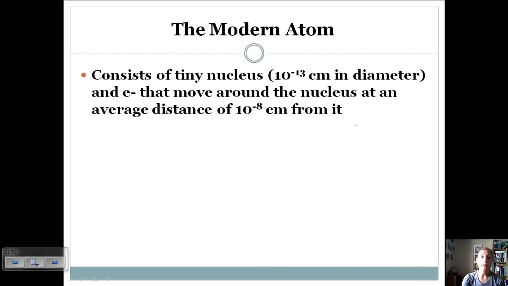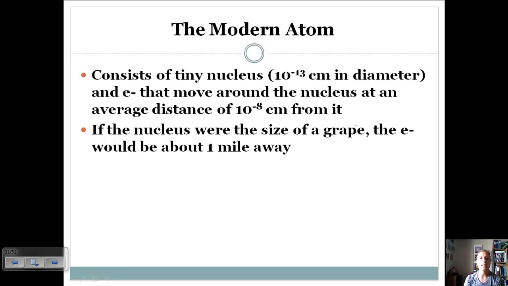This led to the modern atom, which is really similar, except we defined the size more. We said that the nucleus is really, really concentrated and tiny. It's 10 to the negative 13 centimeters in diameter, which is really small. You obviously can't see that with your eye. And the electrons move around the nucleus at quite a large distance, about 10 to the negative 8 centimeters. If that's hard to picture, if the nucleus were the size of a grape, the electrons would be about a mile away. So think about a grape and then go a mile from there, and that's where the electrons are. So there's quite a lot of empty space within that tiny atom.